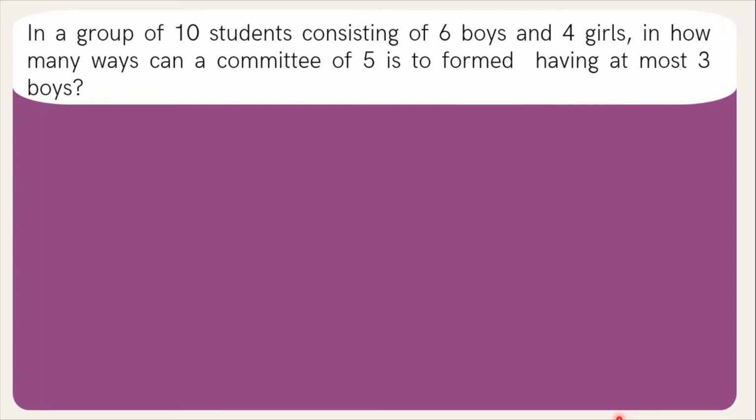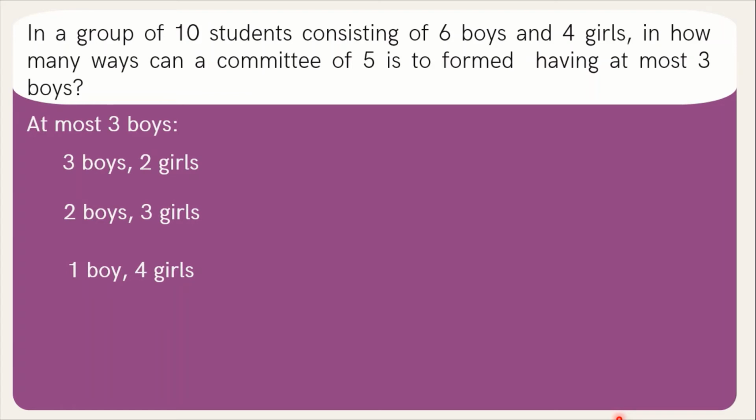So, ano-ano yung mga possibilities? Na at most 3 boys, ang pwede nating mabuong committee ay committee of 5 with 3 boys and 2 girls. So, nasatisfy niya yung 5 natin. Pwede rin namang 2 boys and then 3 girls. So, total of 5 members pa rin in a committee. Pwede rin namang 1 boy and 4 girls. Na total ay 5 pa rin, committee of 5. So, pasok pa rin siya dun sa condition natin.